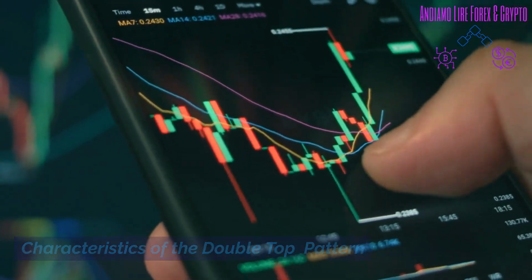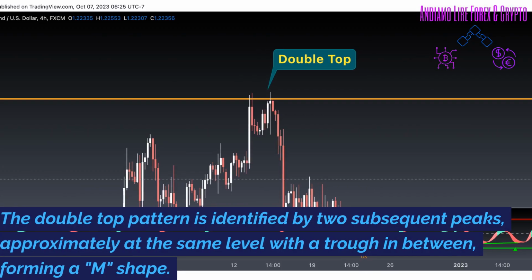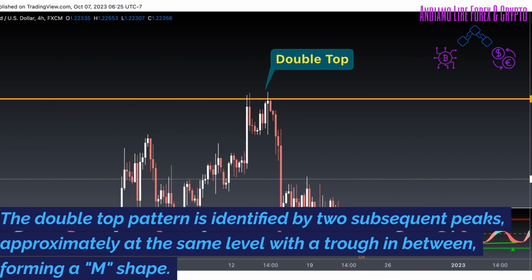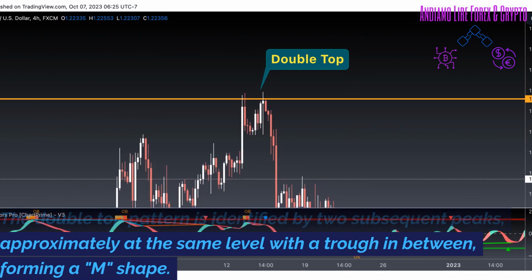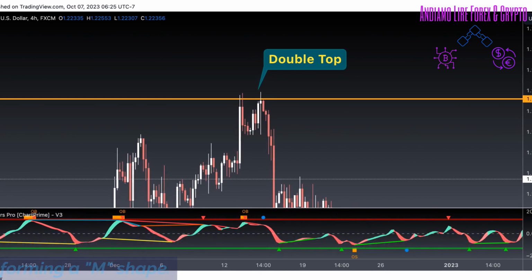Characteristics of the double top pattern. The double top pattern is identified by two subsequent peaks, approximately at the same level with a trough in between, forming an M shape. It's the inverse of the double bottom.